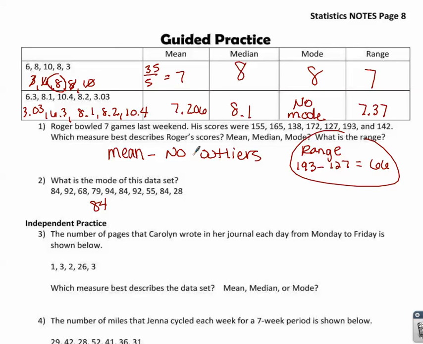So for example, if I also had in here, so I have 79 right here. If I had two more 79s, I would have two modes. I'd have the 84, because it would appear 3 times. And I would also have 79, because it would appear 3 times. Okay? If you have any questions, ask your teacher.